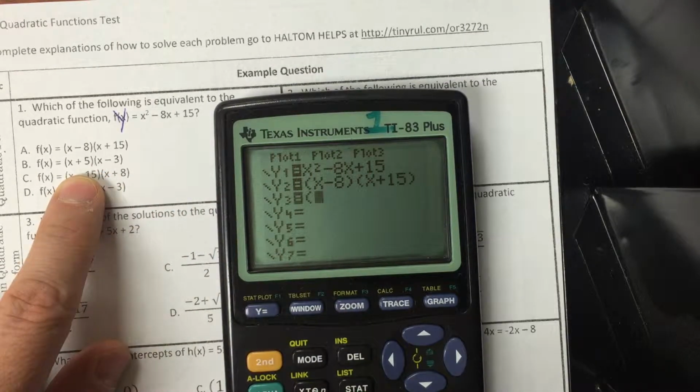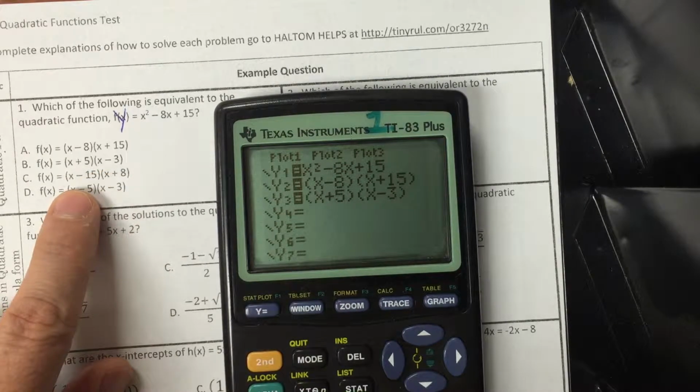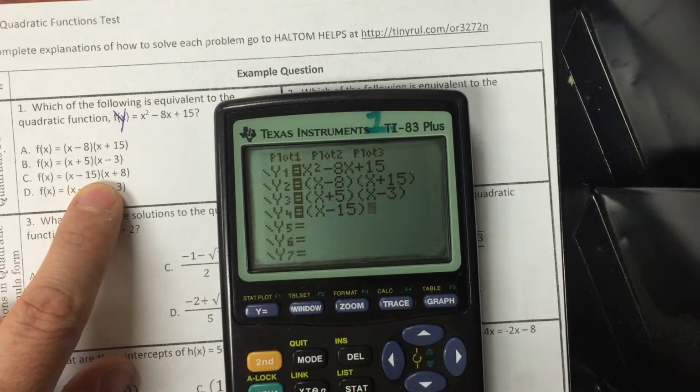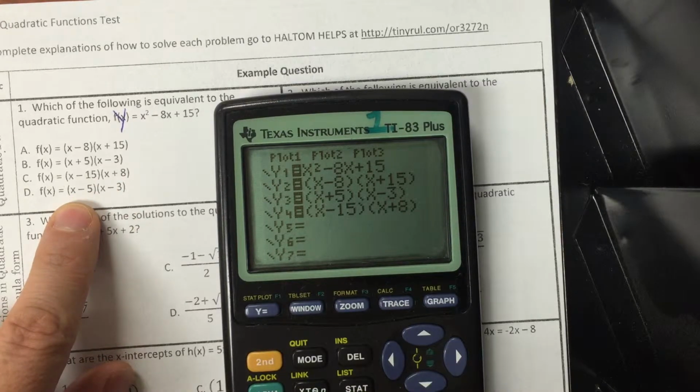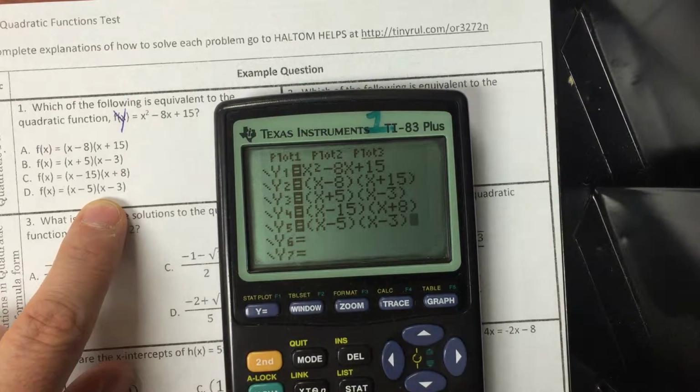Now, x plus 5, in parentheses, and then x minus 3. Then x minus 15 in parentheses, and then x plus 8. And the last one. Okay, we put them all in.